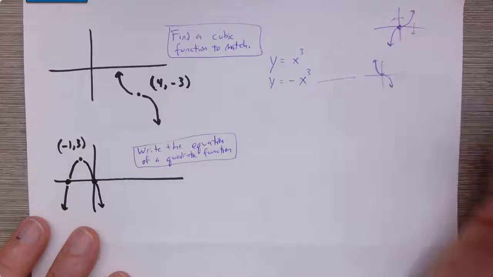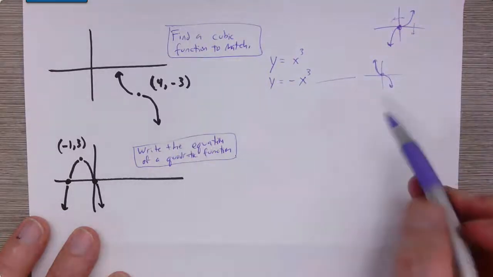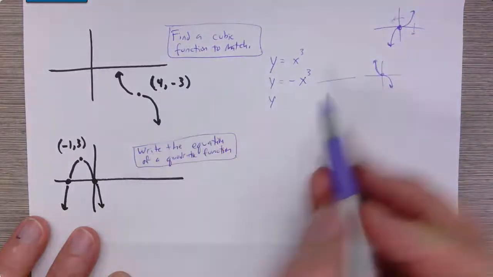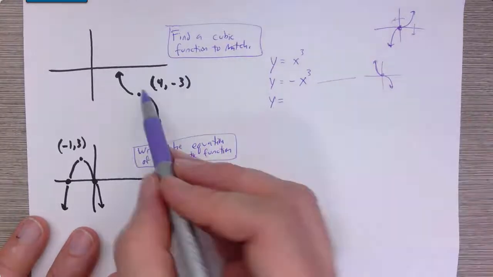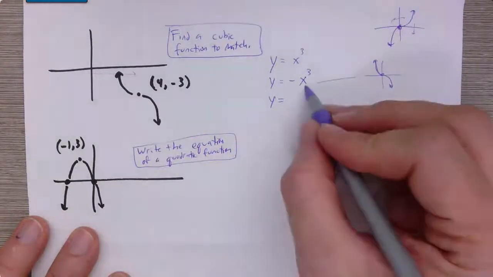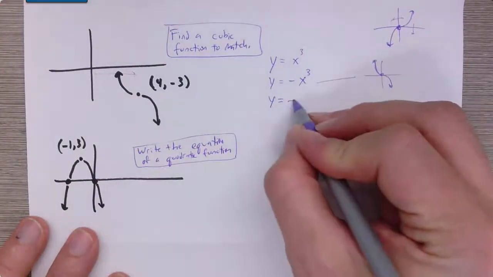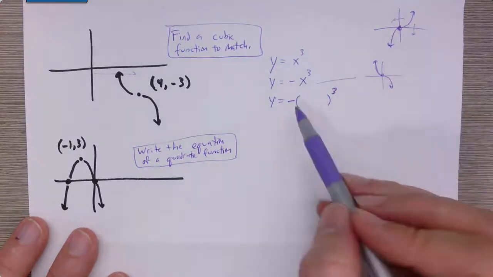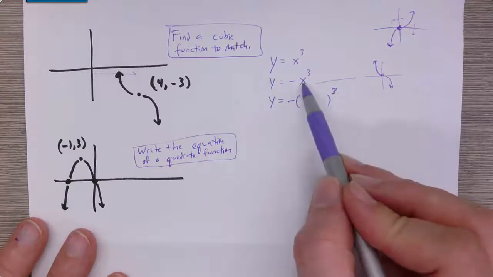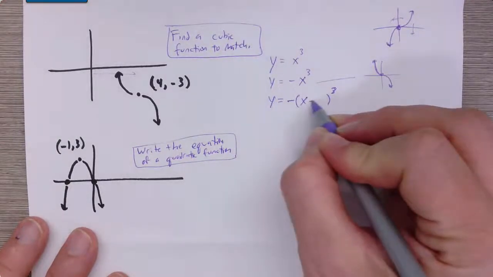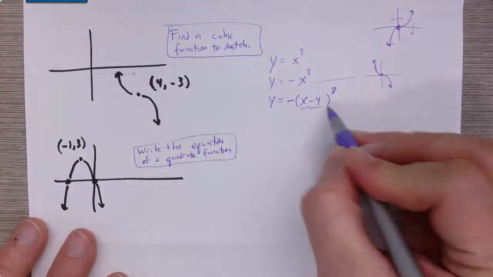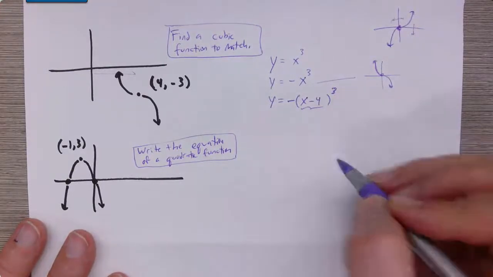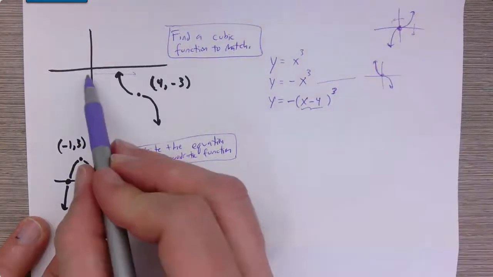So now I've got kind of like the right orientation, but now I need to shift it. So I'm going to shift it right by 4. Because this is a horizontal transformation, I need to be modifying x. So I'm going to keep the negative sign in the cubed, but x is going to get replaced with x minus 4 because I want to change the x value before I send it through the cube function. So that'll shift it right by 4.